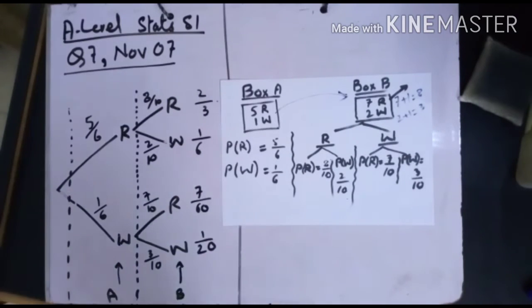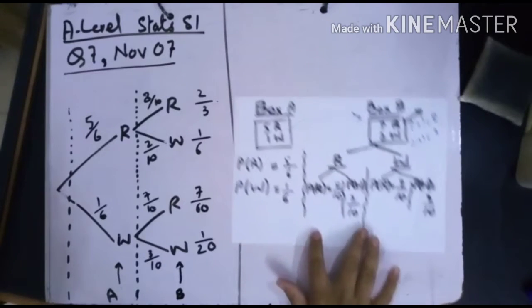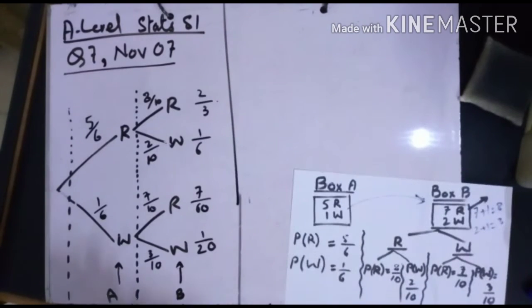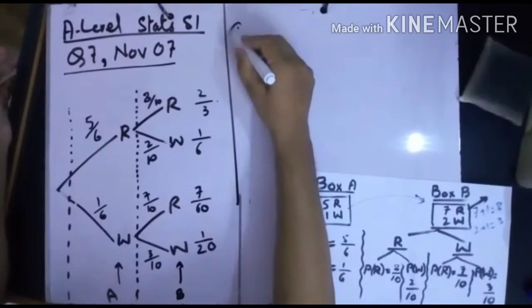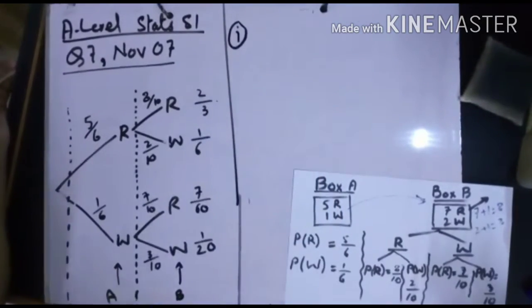All right, this is the whole situation which was in the main question, question number 7 of November 2007. Now we have to give the solution of the parts. There are 4 parts: first, second, third and fourth. So I'm taking the first part. I'm reading the first part first.